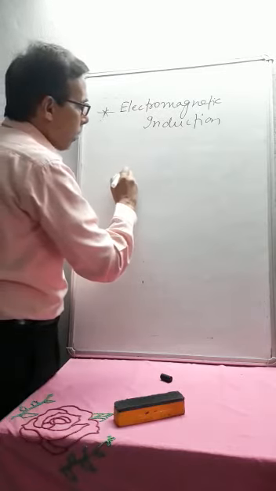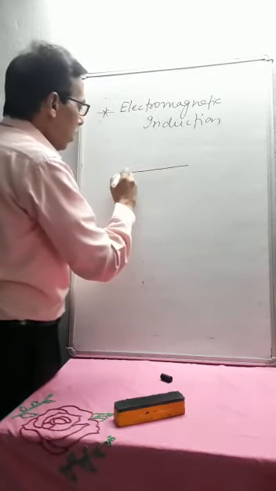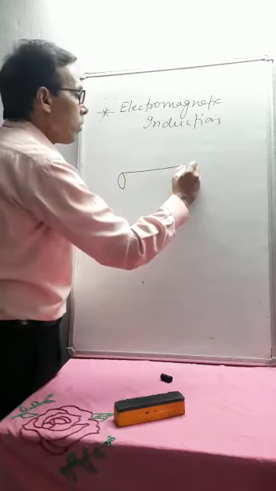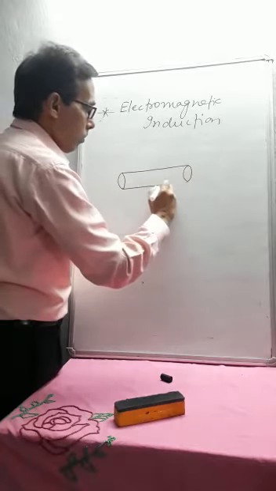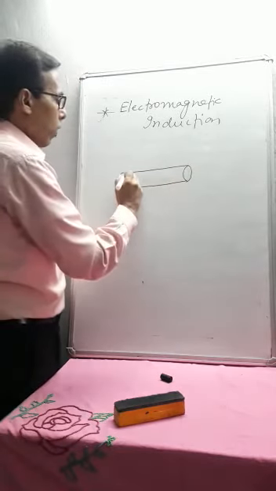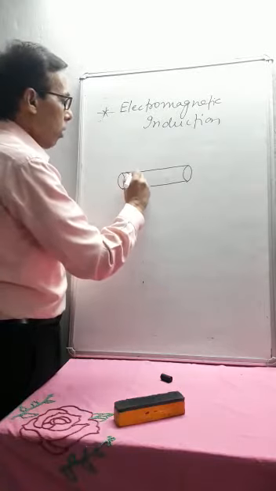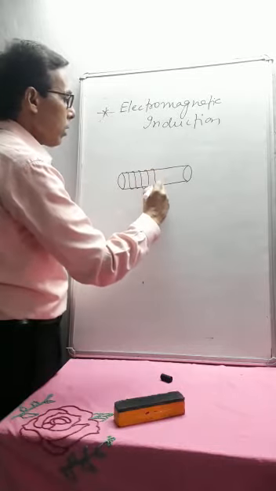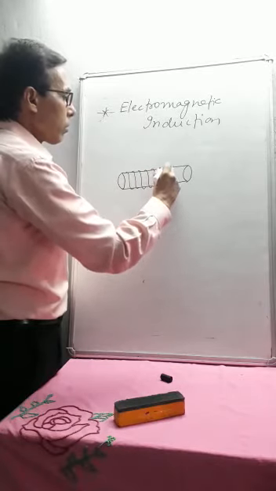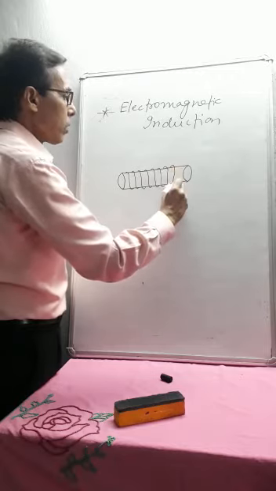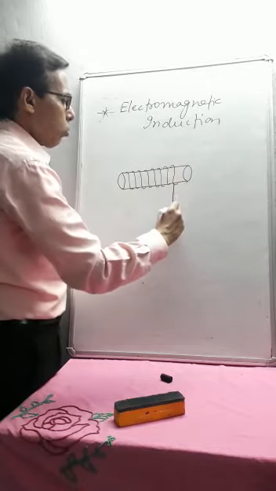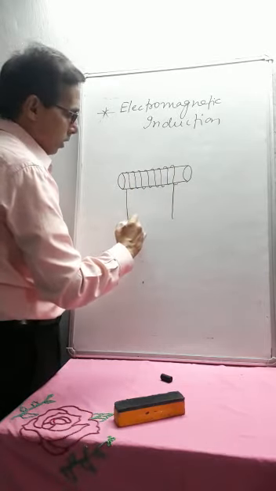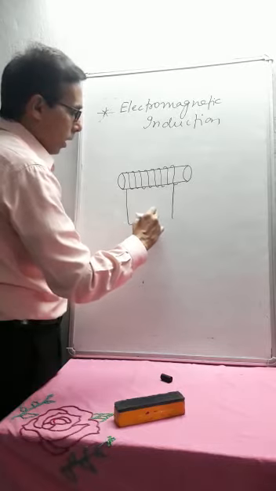First, we take one non-conducting material hollow cylinder. And now we wind a number of turns of insulated copper wire, and the two end terminals of the coil are connected to a galvanometer.